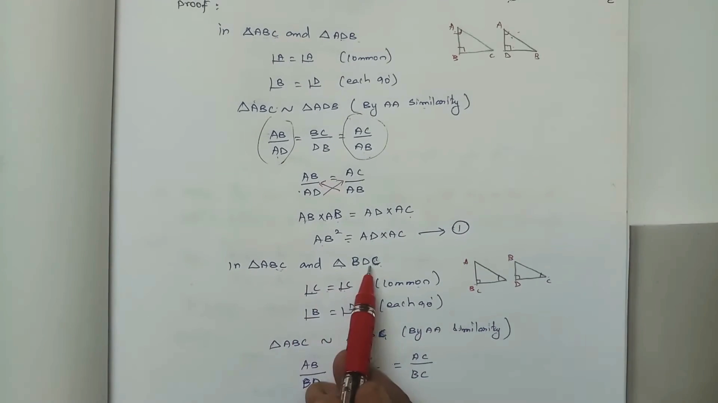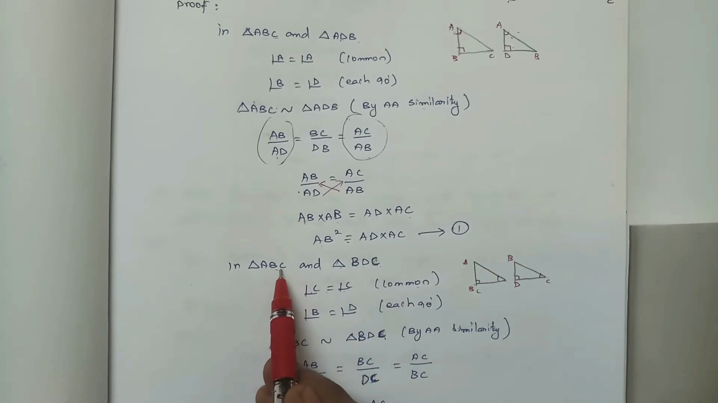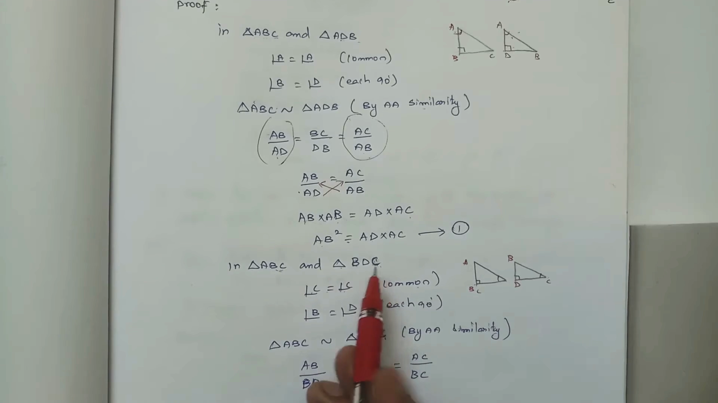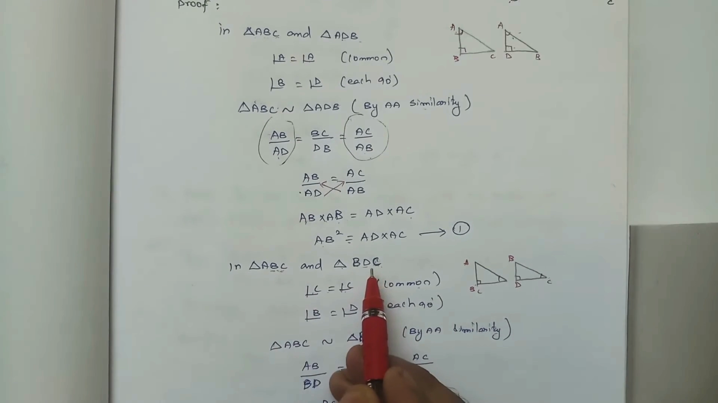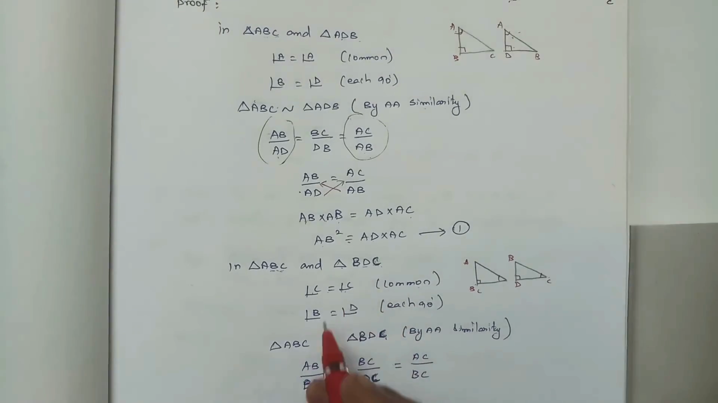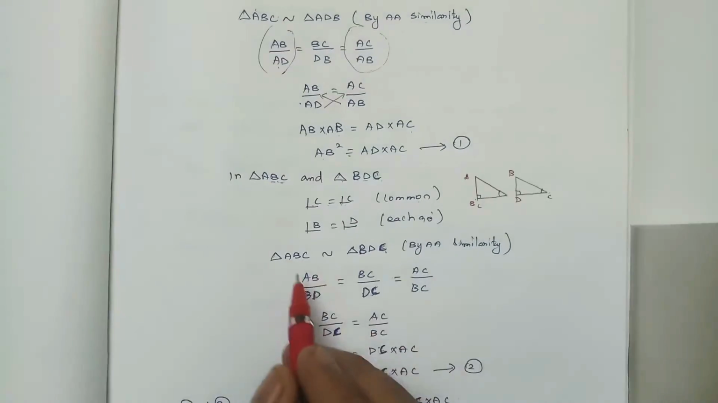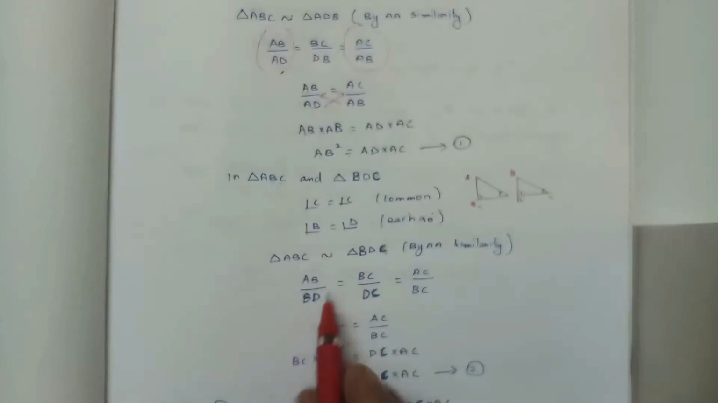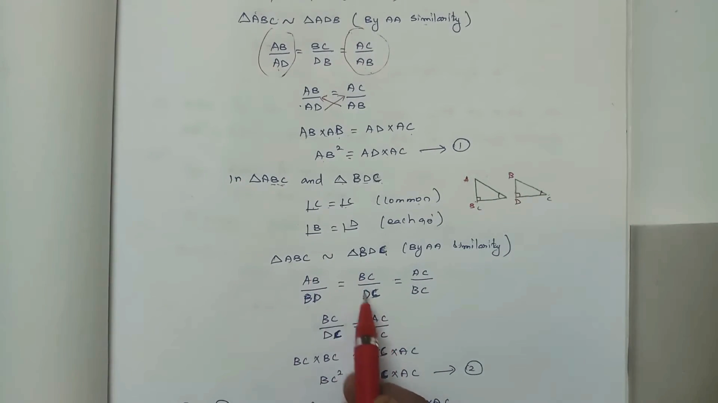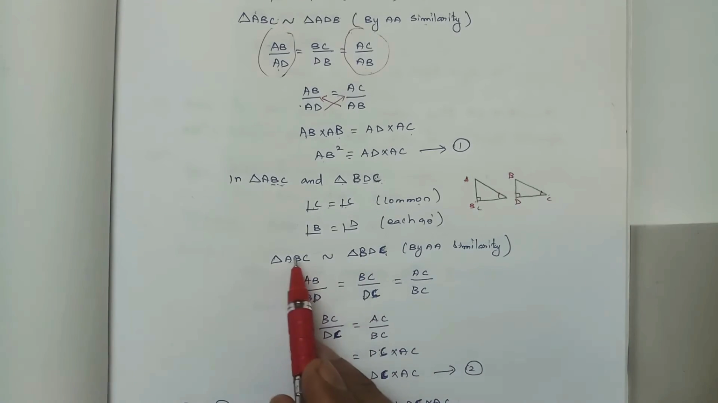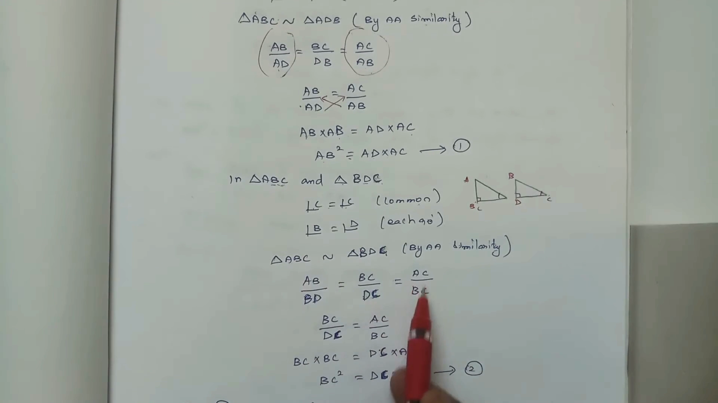So you have to write it correctly. C is the common angle, and it should be in the same place alone, right? ABC, BDC. Here also B is the right angle, D is a right angle. So everything is in the correct order. Now you can write, if these two triangles are similar, then the sides are proportional. AB by BD is equal to BC by DC is equal to AC by BC.